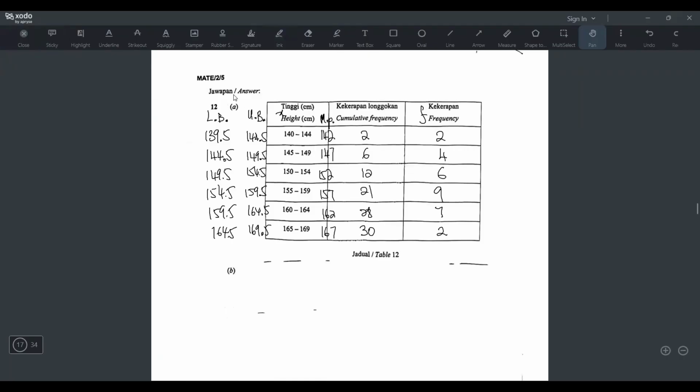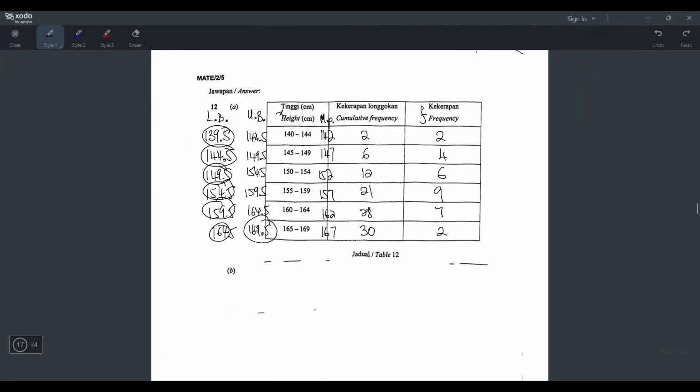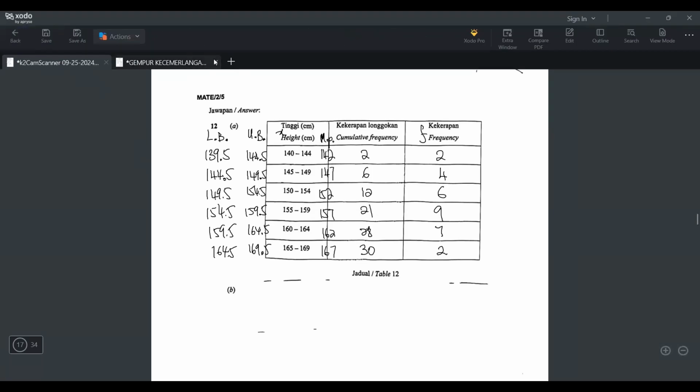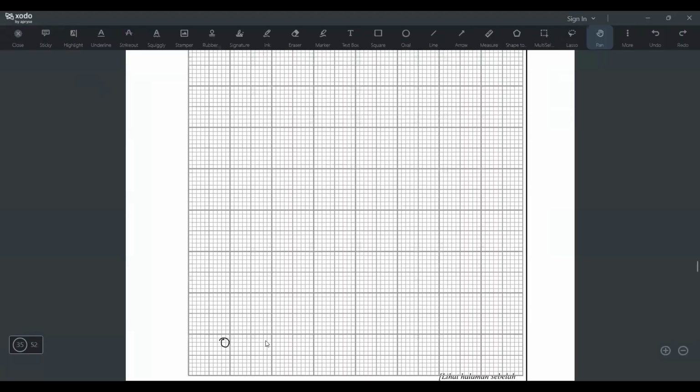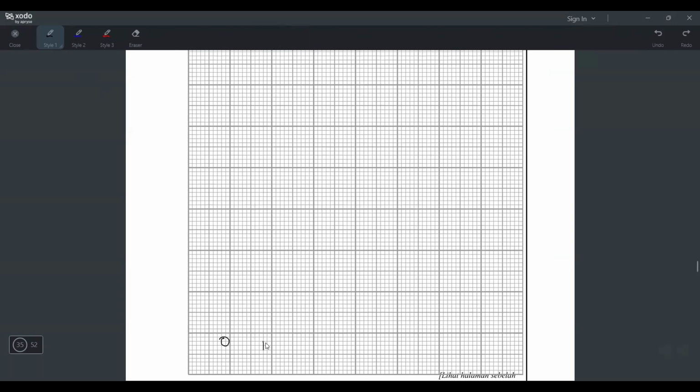So you don't go and plus 5 first. You will write 139.5. Okay, you write all these numbers, but make sure you end with 169.5, because I told you already, when doing a histogram, you need all the lower boundary and upper boundary values. So from 139.5 to 169.5. I write 139.5, and then only I plus 5. So now plus 5, I get 144.5. And then this one is 149.5, this one is 154.5, this one is 159.5, this one is 164.5.